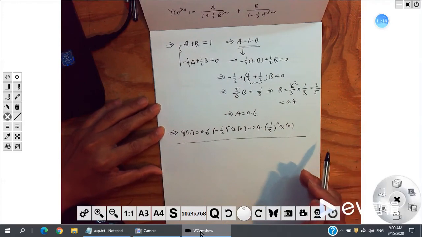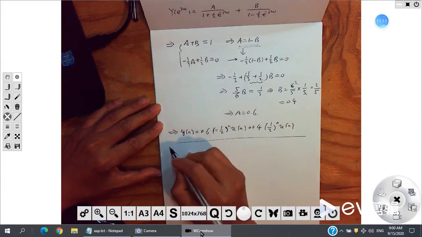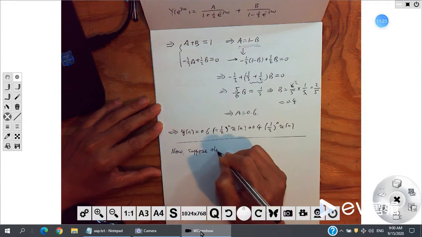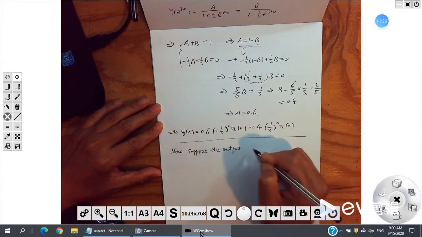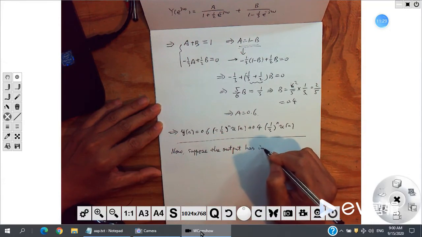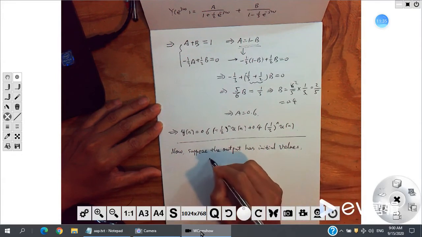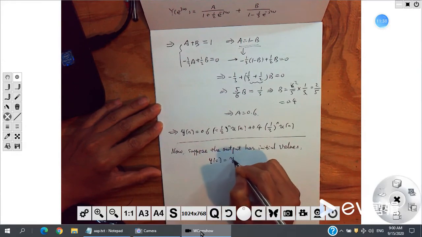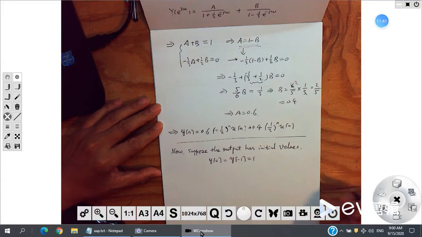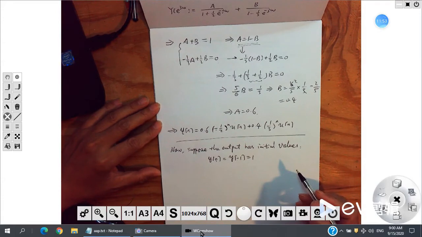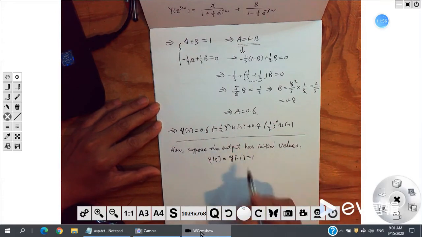Alright, now we consider the problem with more details. Now suppose the output has initial values, y of 0 equal to y of -1 equal to 1. Suppose we have these two values for y. When time is 0 and when time is -1, the value of the output is 1, because this is the initial value, right? Before we start working, we have these two values.